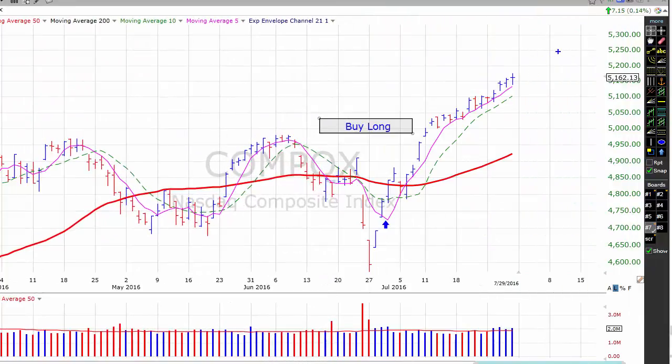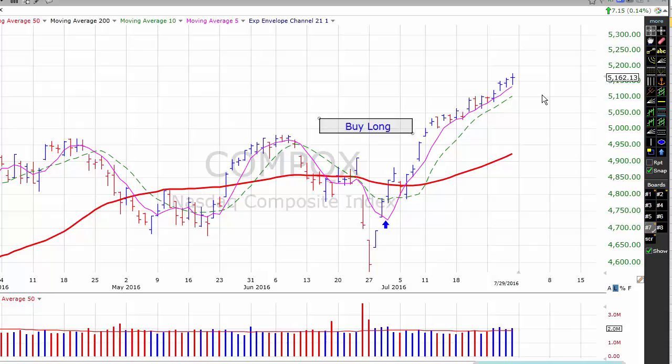Let's take another look at the Nasdaq Composite. On Friday, the Nasdaq Composite closed well above its 5-day simple moving average, which we show in pink, and its 10-day simple moving average, which we show in green. The 5-day moving average is trading above the 10-day. That's our definition of a buy-long signal, indicating that traders can take swing trade positions to the long side.